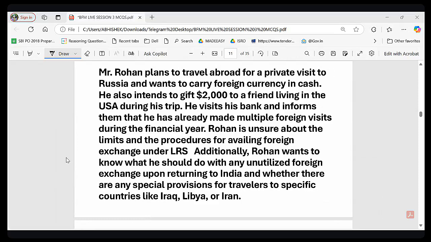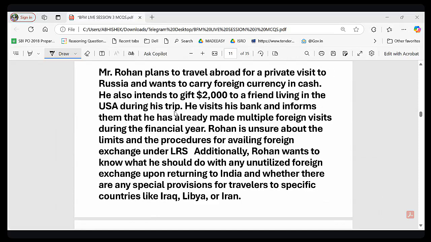Before we reveal the correct answer, let me ask you a related question. Under the liberalized remittance scheme, what is the maximum limit for remitting foreign exchange by an individual in a financial year? From this particular question, we will create two to three more questions. So just answer my question: what is the maximum limit for remitting foreign exchange by an individual in a financial year under LRS?